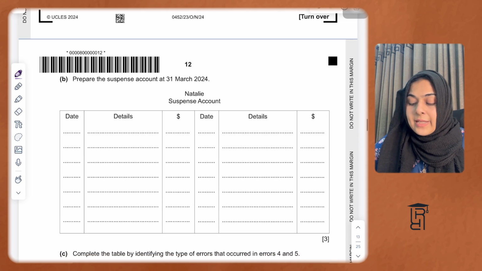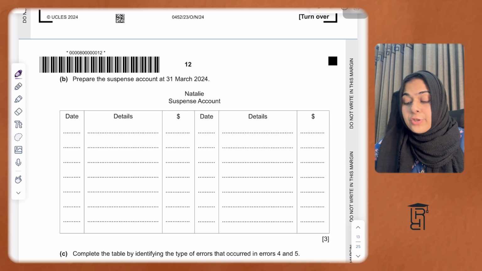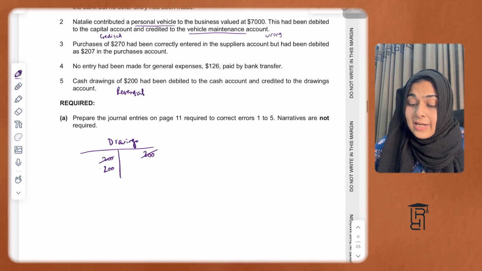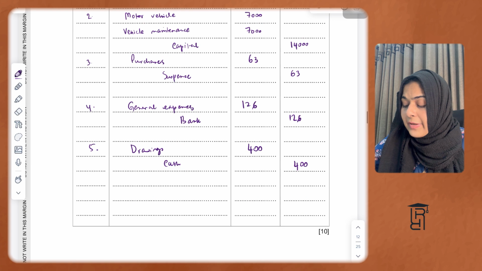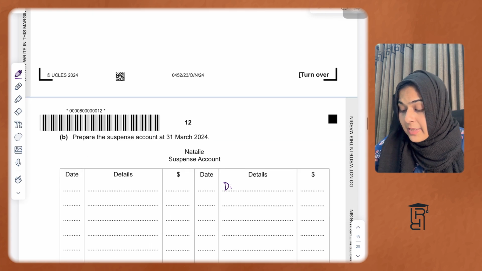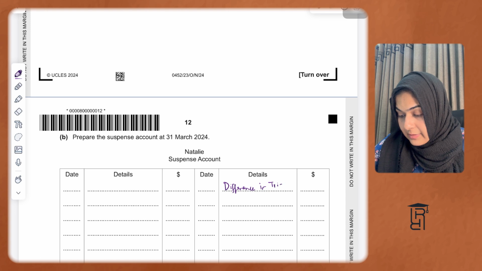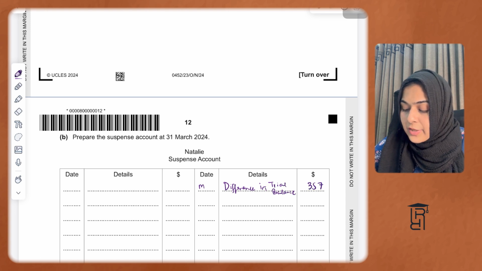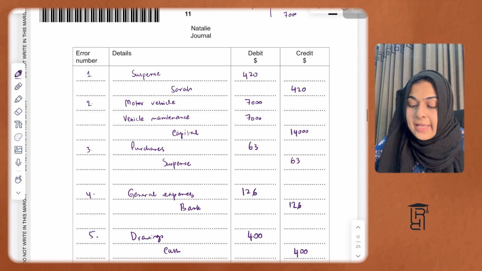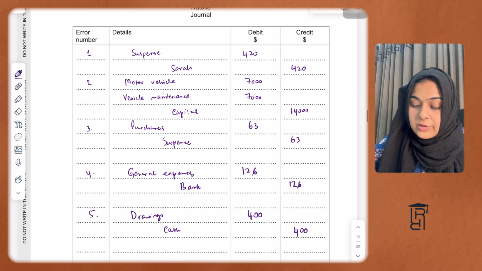Okay, in the next part, they are saying prepare the suspense account at 31st March 2024. I know the difference in trial balance. So the opening difference in trial balance will be that the debit was heavier, 357 higher than the credit side. So on the credit side, I will start with difference in trial balance. I'll write here 357. This will be my difference in trial balance, on March 31, 2024. And then all of these corrections are also on March 31, 2024.